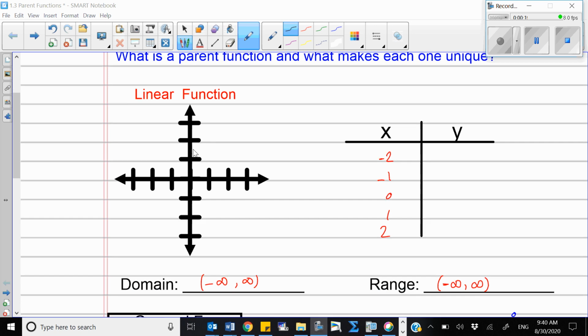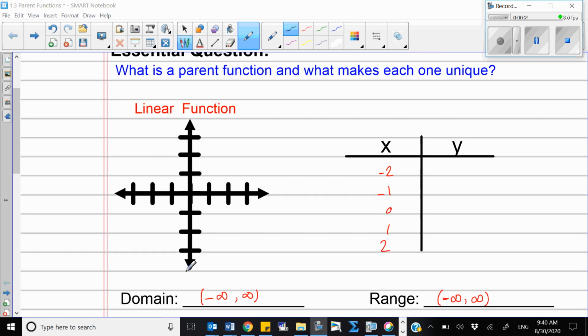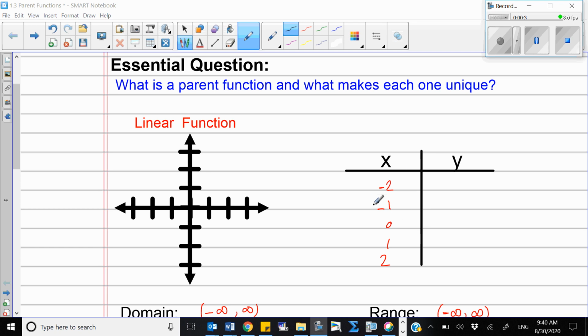First, let's learn about the linear function. The general form of the equation of a linear function is y equals x. So I'm going to use this equation and all these x values to find the y values for them and then graph the function. If this is my equation, y equals x, that means all the y values are going to simply be equal to x. If x is -2, y is also -2; -1, -1; 0, 0; 1, 1; and 2, 2. So they're just simply equal to each other.